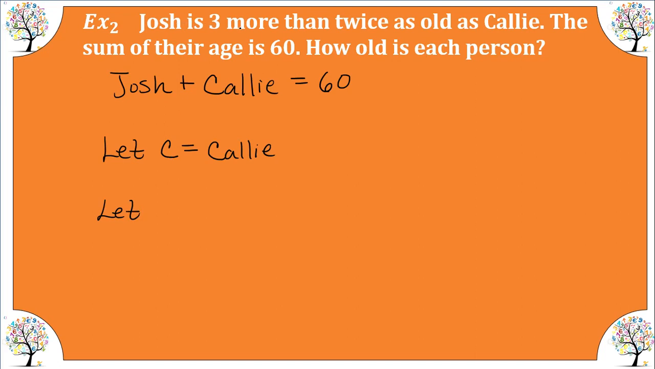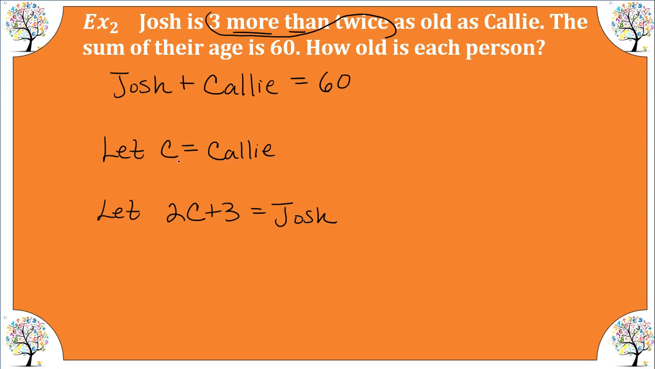Josh is 3 more than twice as old as Callie. So twice Callie would be 2C. And then we have 3 more than that. And this is going to equal Josh. Now, remember, 3 more than is a flip-flop phrase. So that's why I switched the 3 more than with the twice. So the 2 times comes first and the plus 3 comes second. So now we have established each of these people as an expression.